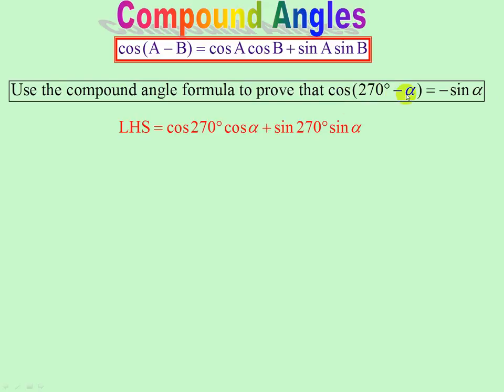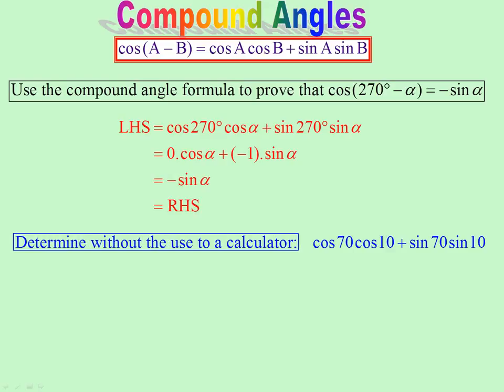There we are, 270 minus alpha, a minus b, I've put into the formula. There's cos of 270, there's sine of 270. How did we get those? Well, calculator. Even though you're told not to, there's no harm in doing it. The thing is, you must show your working.